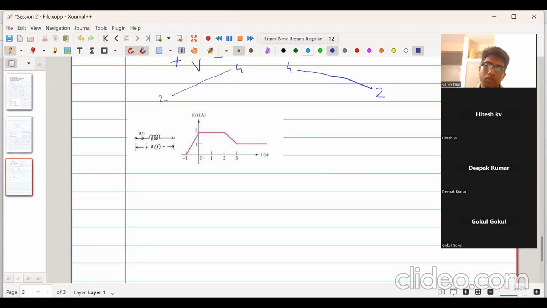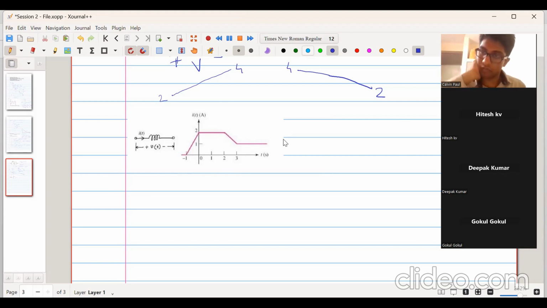Okay, fine. So now there's this inductor current, the profile of how the inductor current is varying. Initially it is at 0 at time t equal to -1. Then it is rising to 2 at time t equal to 0. Then it remains at 2 from t equal to 0 to t equal to 2. Then from 2 to 3 it is reducing from 2 ampere to 1 ampere, and from time 3 seconds onwards, it continues to remain at 1 ampere.